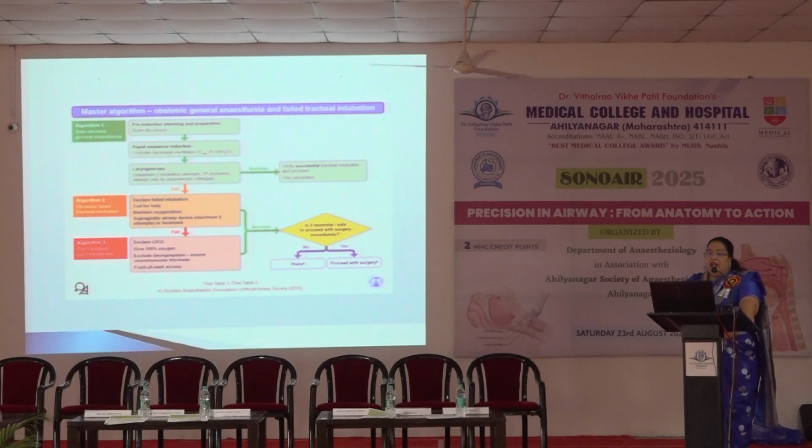If it fails, you declare failed intubation, call for help, maintain oxygenation, and see whether you can place a supraglottic airway device, or at least ventilate by face mask. If that is possible, good. If not, then you will have to declare a cannot intubate, cannot ventilate situation. Here you will have to quickly do a cricothyroidotomy and maintain oxygenation. You will have to get the cesarean section done, remove the fetus, and then stabilize the mother.